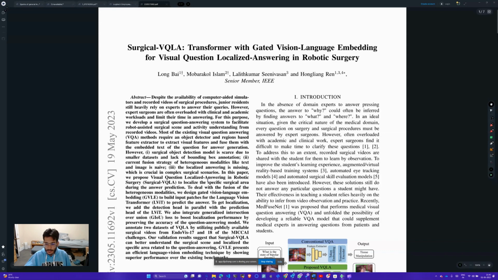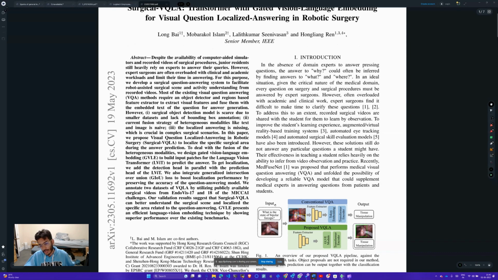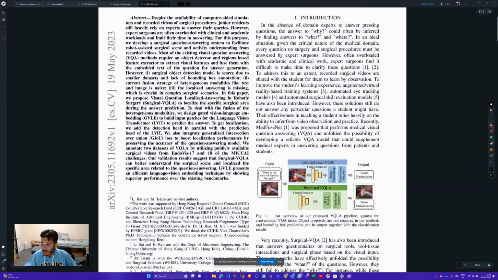Jumping on to the problem itself, what is the problem? The problem is usually like the conventional VQA models. What they do is they have this feature extractor that's running first, so they extract the features.